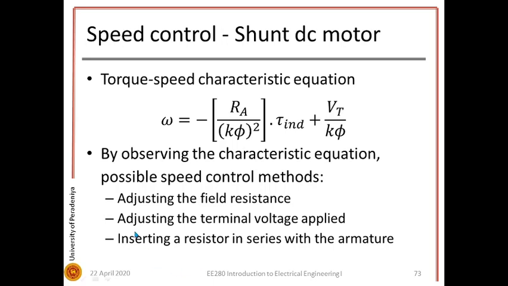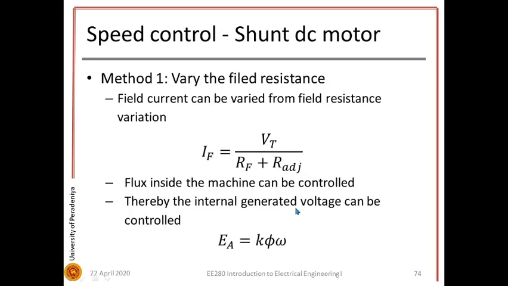By inserting a resistor in series with the armature, you will be changing the RA value. Adjusting the terminal voltage applied is VT control. So we will look at them one by one. The first one is to vary the field resistance. So this should be corrected. It's not the field resistance being varied in the title; this should be changed to field resistance.